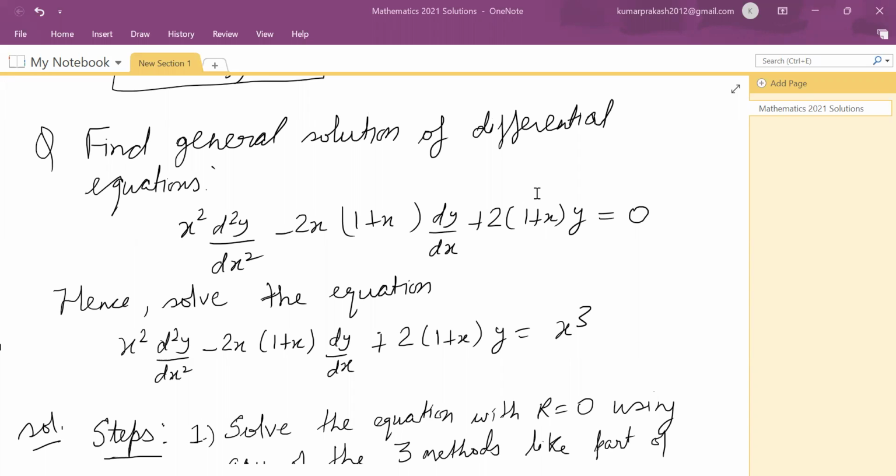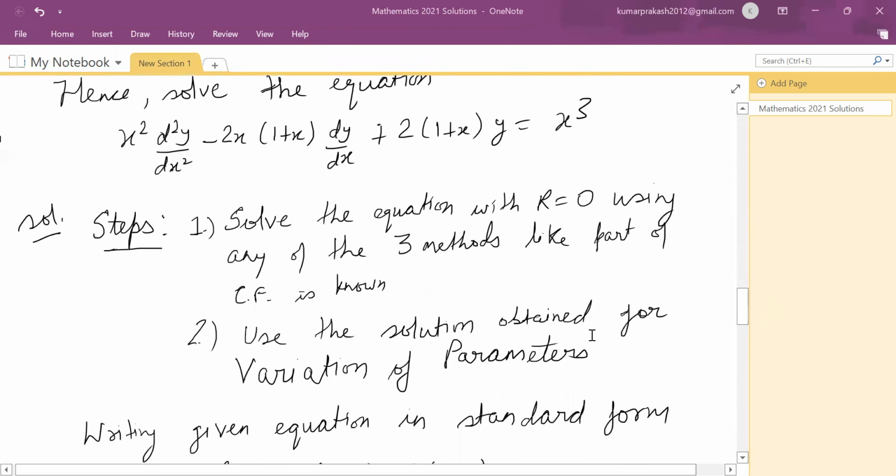It is asking us to find the general solution of the homogeneous equation, that is where R equal to 0. To solve this equation, you need to use some method. Either you reduce it to normal form, or you change the independent variable or the dependent variable, or you use the part of CF method. And then using the CF of this part, you will solve the equation with R non-zero using variation of parameters. That is the question.